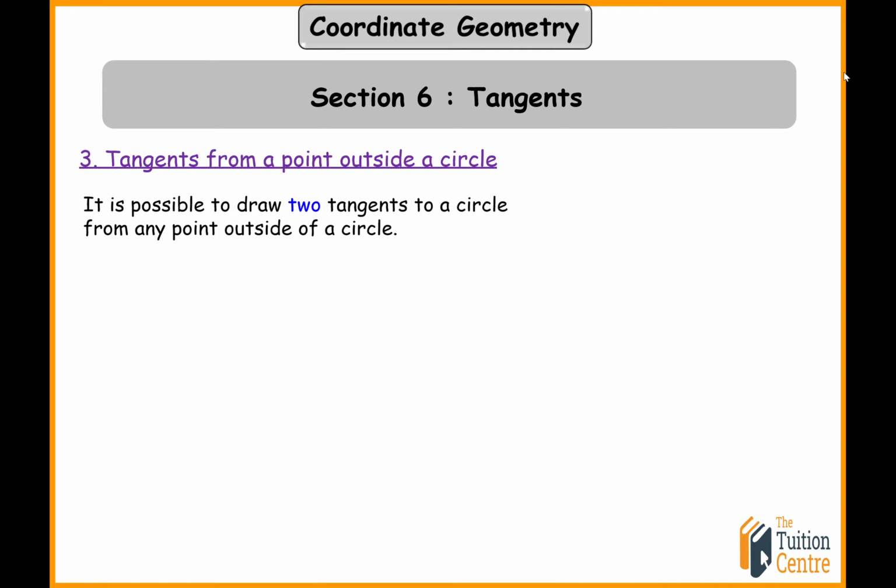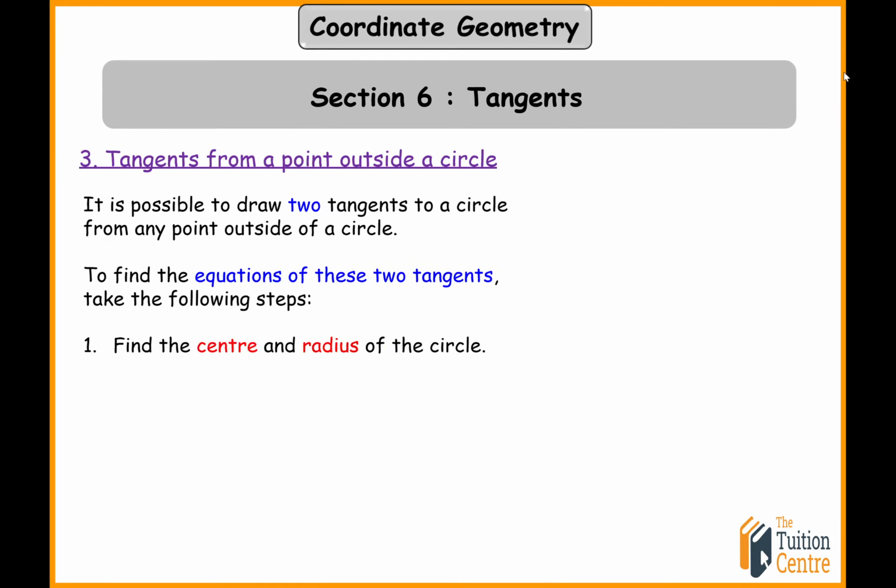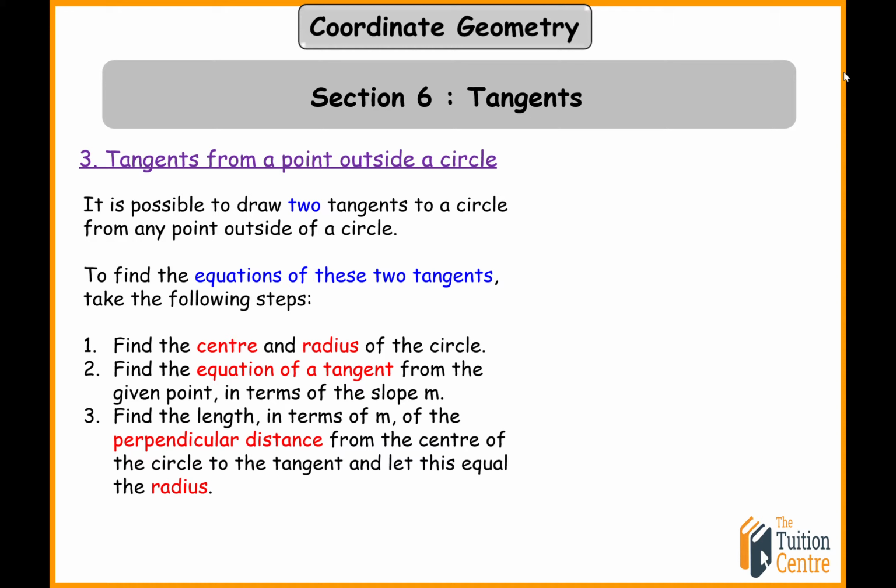So we're looking, still, at tangents. Tangents from a point outside the circle. It's page 12 of your notes. It turns out it is possible to draw two tangents from any point outside of a circle.